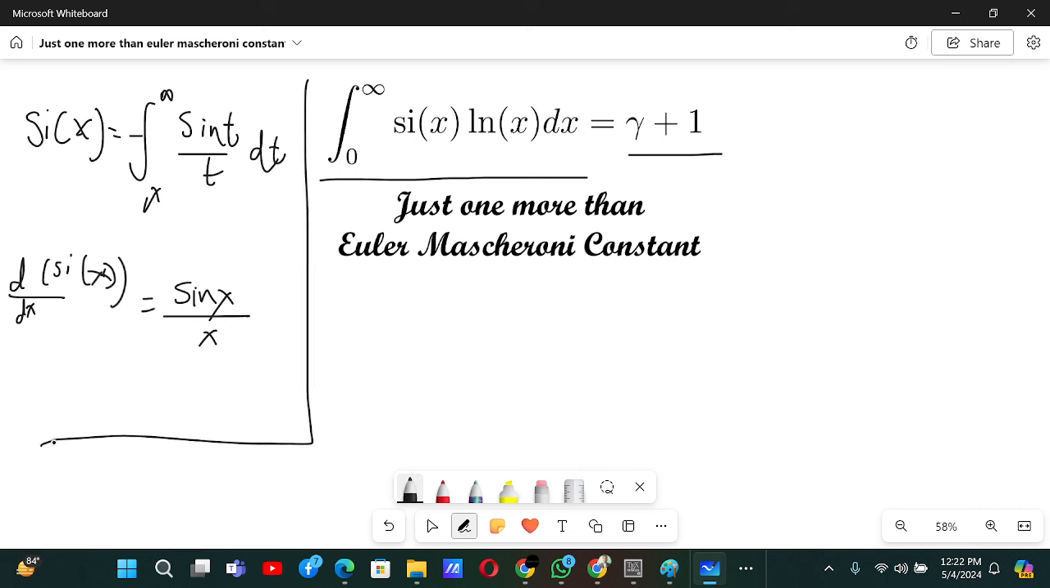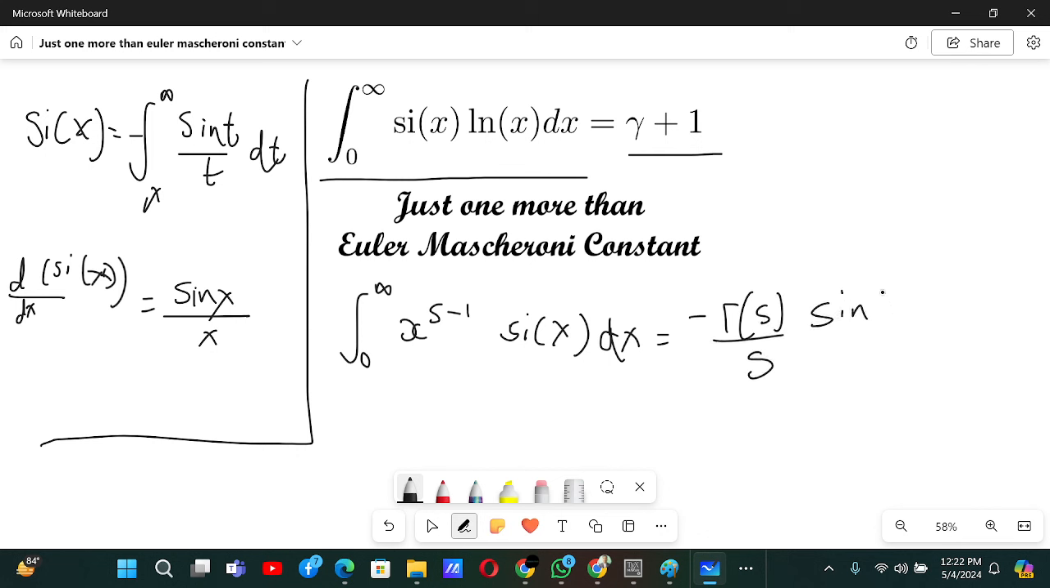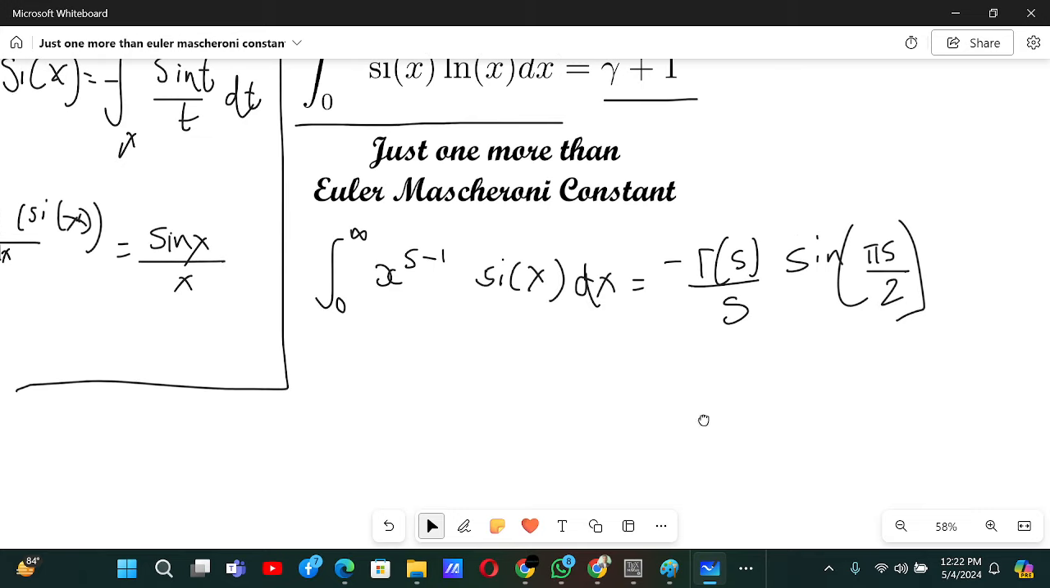Now let's go to solve this problem, and for this problem we will basically use the result from one of my previous videos, where we proved this result: the integral from 0 to infinity of x to the power s minus 1 times si of x dx is equal to minus gamma of s by s times sin of pi s by 2. I have already proved this in my previous video, which I will link over here and in the comment section as well.